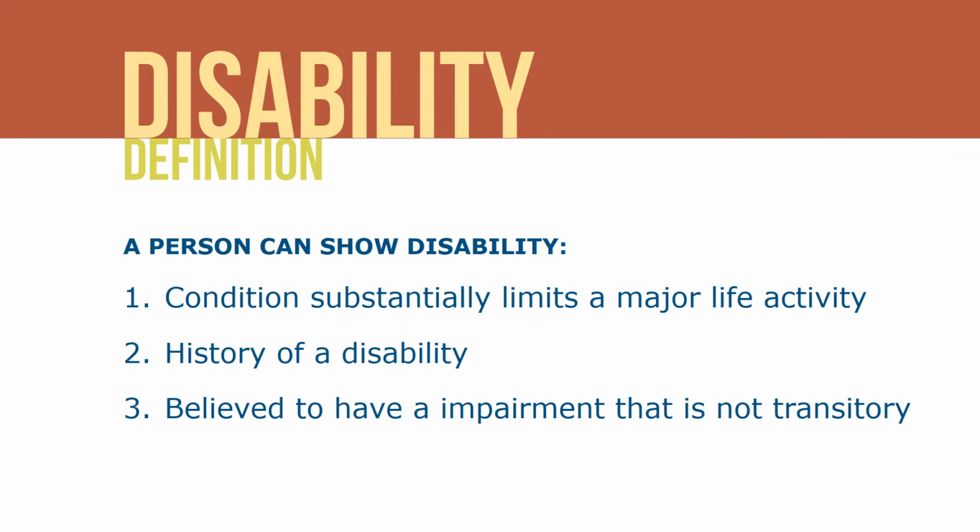A person may be disabled if he or she has a history of a disability, such as cancer, that's in remission. And finally, a person may be considered disabled if he or she is believed to have a physical or mental impairment that is not transitory and minor, meaning lasting or expected to last 6 months or less, even if he or she does not have such an impairment.